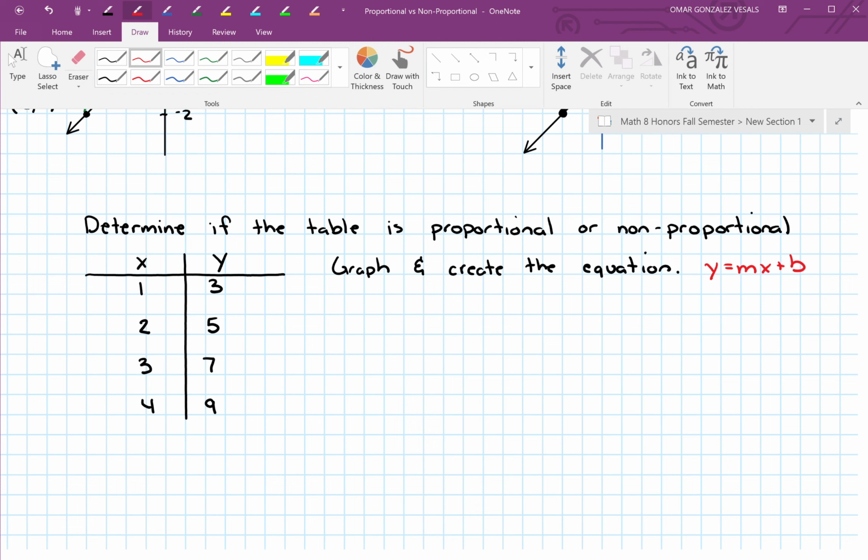I'm curious, how did you guys start this? Anybody want to volunteer to tell us how you started it? There's a bunch of different ways. Noah, go ahead. I started this by figuring out if there's a constant of proportionality. Okay. So what did you get? Is there a constant of proportionality? No. There's not, right? So constant of proportionality.